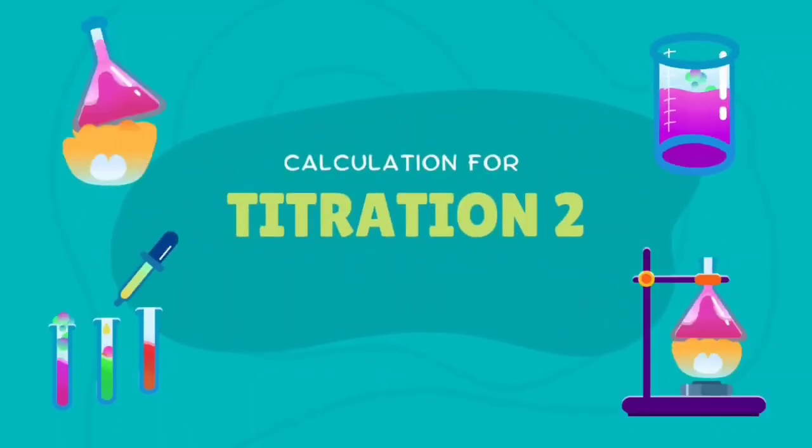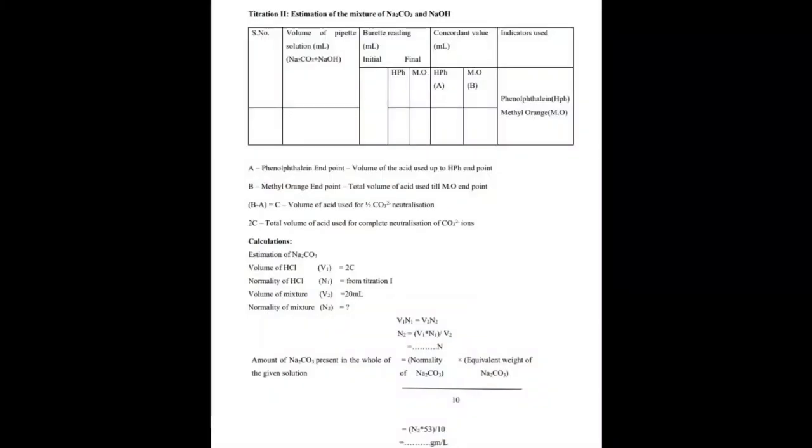Calculation for titration 2. Here we are to estimate the amount of Na2CO3 present in the mixture of given solution. The requirements include volume of HCl, normality of HCl, volume of mixture, and normality of the given mixture. Here we take HCl because it is the burette solution. The volume of HCl is found out to be 2C, where C represents the volume of acid used for half carbonate ion neutralization. And normality of HCl, we obtain it from the titration 1. Volume of the given mixture remains constant at 20 ml because this is the solution which we pipetted out.